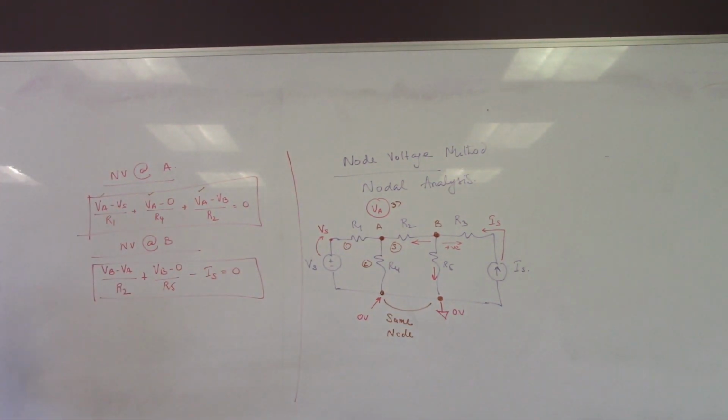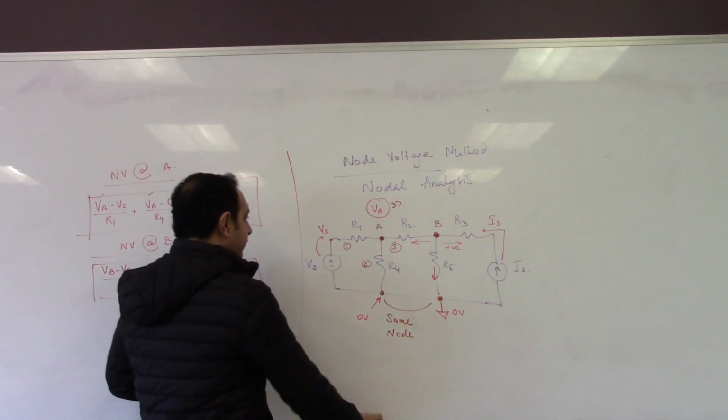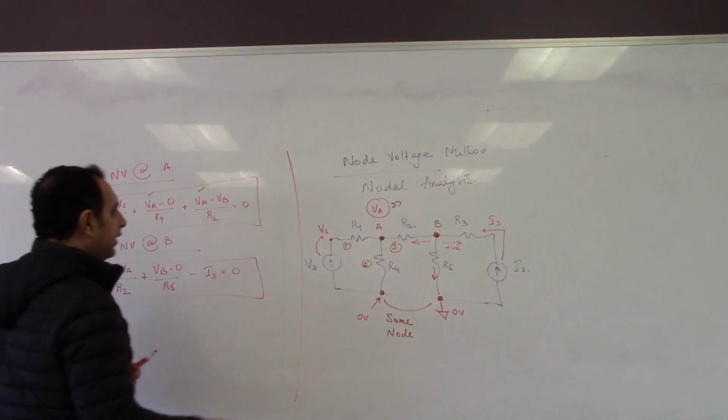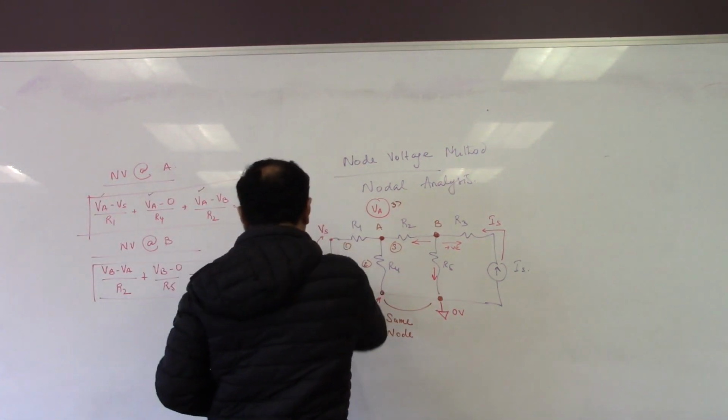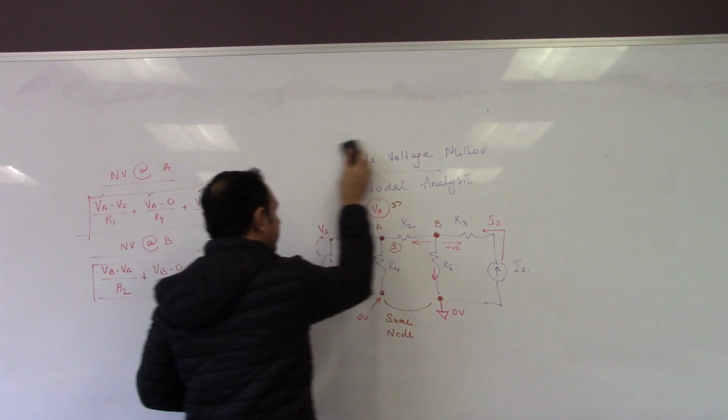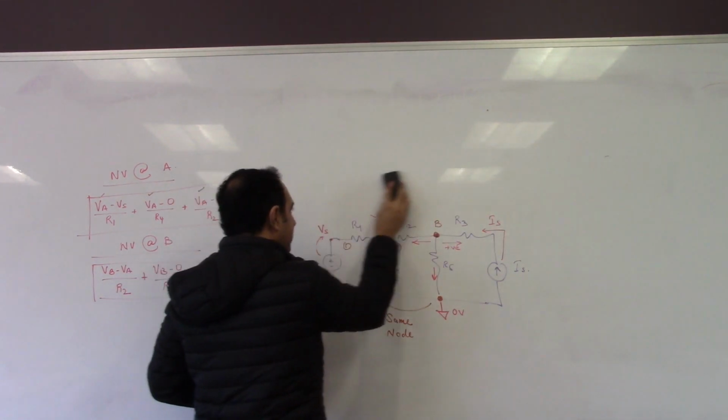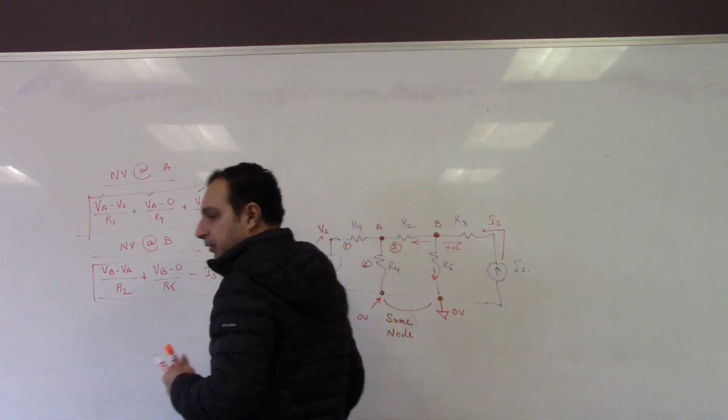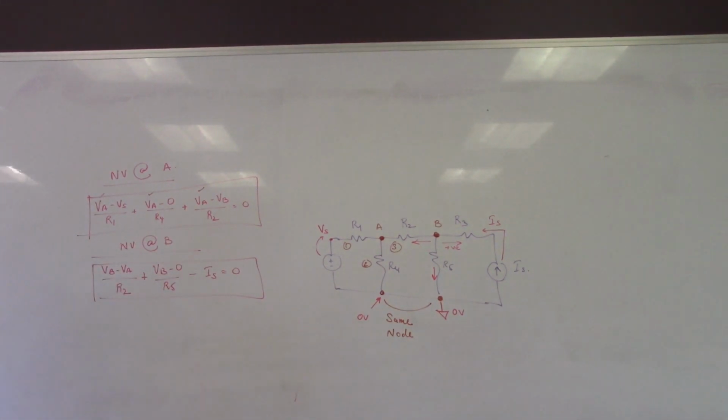So be mindful of that. If you're writing an expression, make sure that you have 3 terms, and that's the minimum number. You can go up to any number of branches that are connected to that particular node.